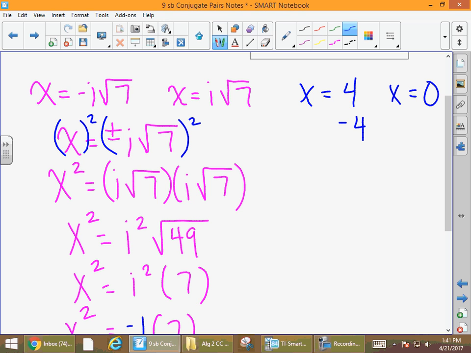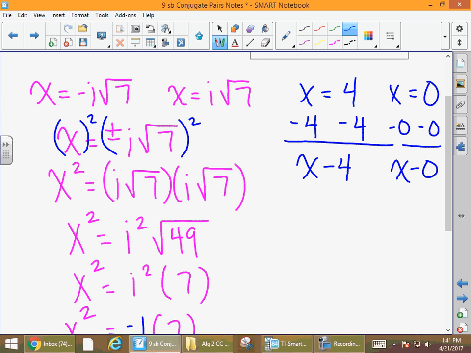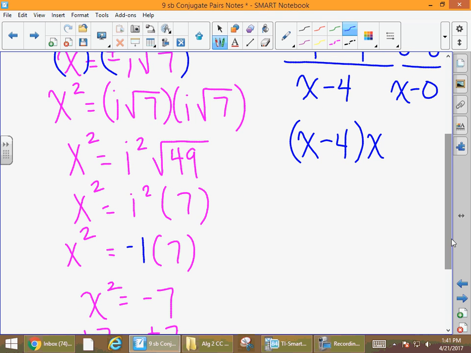We can subtract 4 on both sides. And that is exactly what we did earlier this week. And we can subtract 0 from both sides. But do we really need to write minus 0? No. This is x minus 4 times x. So what we're going to do then is distribute the x. And we end up with x squared minus 4x.